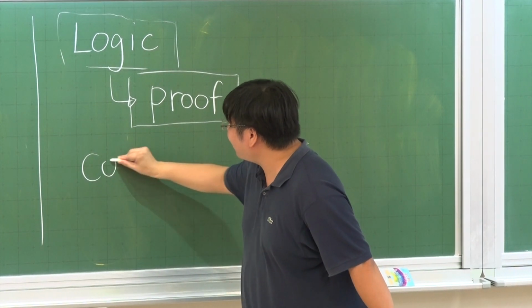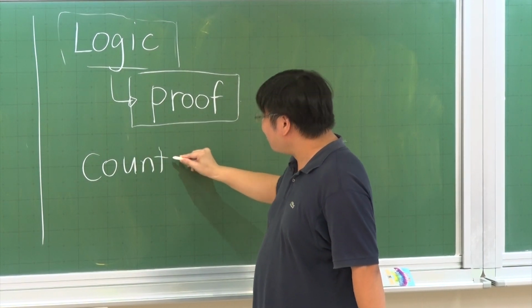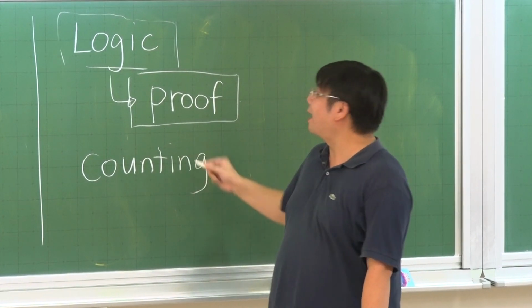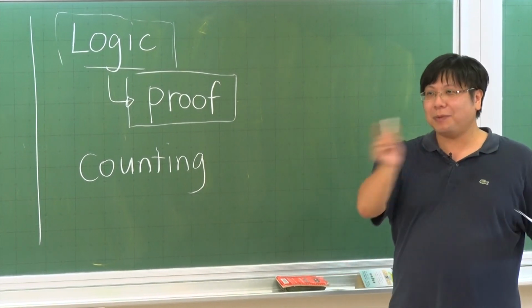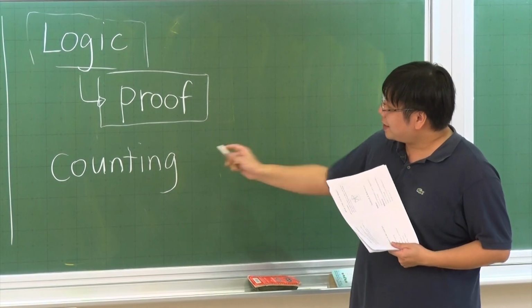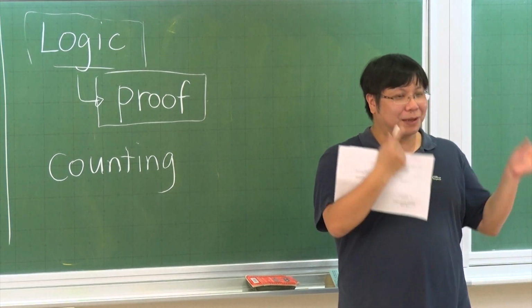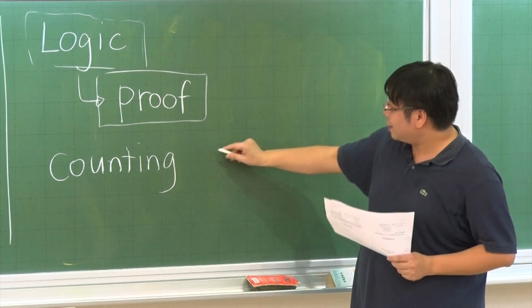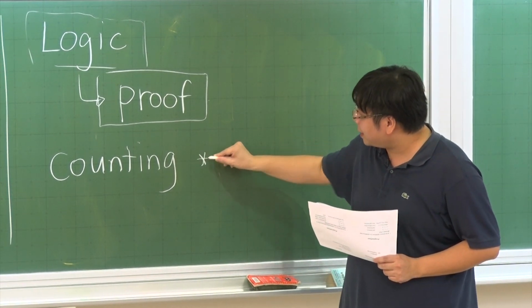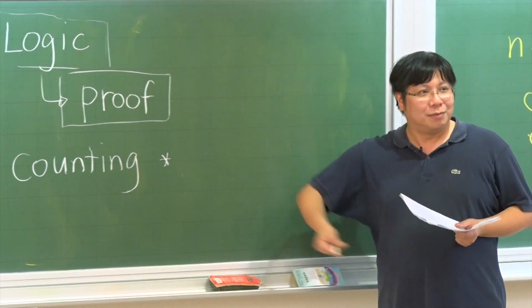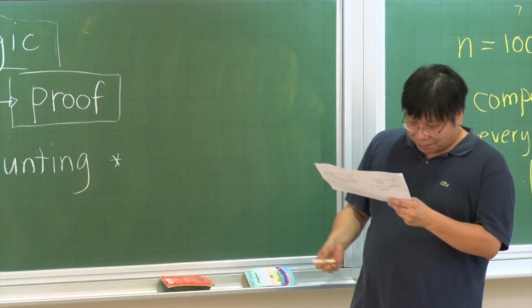The next one is something about combinatorics. We call it combinations: how many ways of doing things? We call this a counting problem. You count how many ways there are. Some of you may have studied this already in high school, but let's do this again.